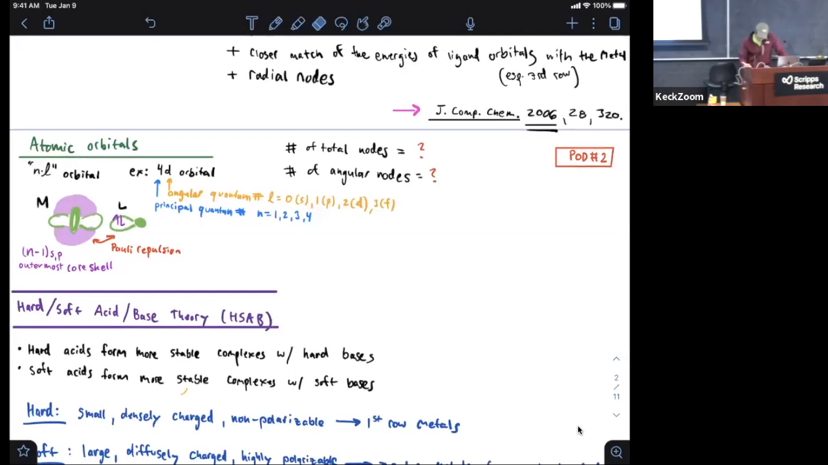And then let's fill in these blanks, and then we will jump to problem of the day number 2. So the total number of nodes for a given orbital n, l is what?